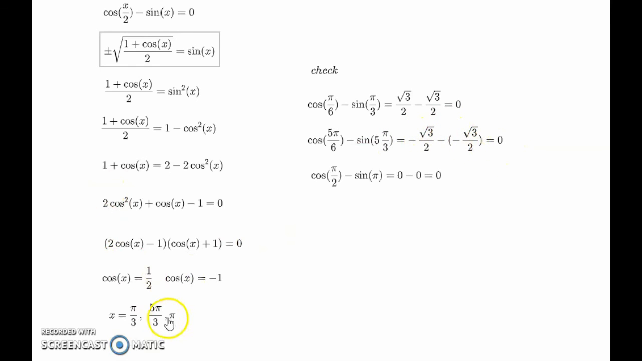And then we'll check our pi. So we have cosine of pi halves minus sine of pi. Well, that's just 0 minus 0, which is 0. So all of these work. So we can say definitively that our solution set is x equals pi thirds, 5 pi thirds, and pi.